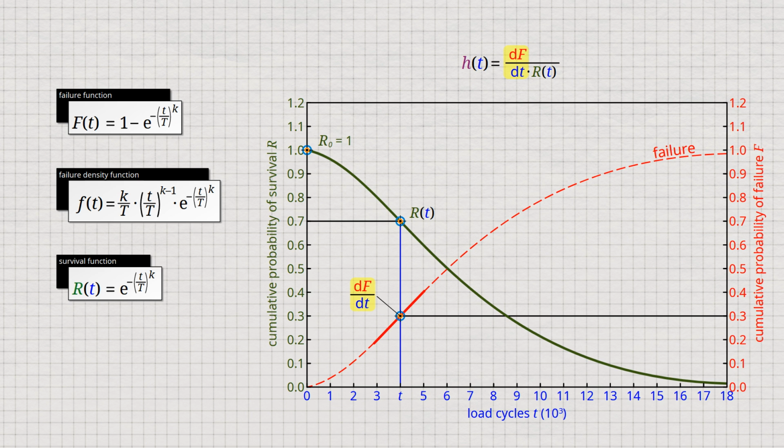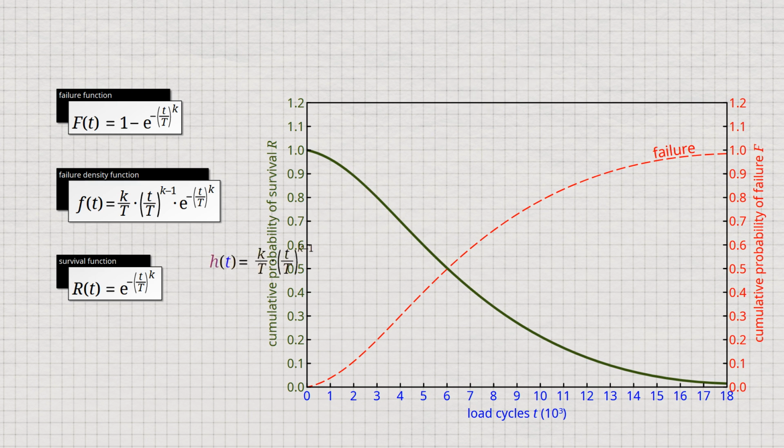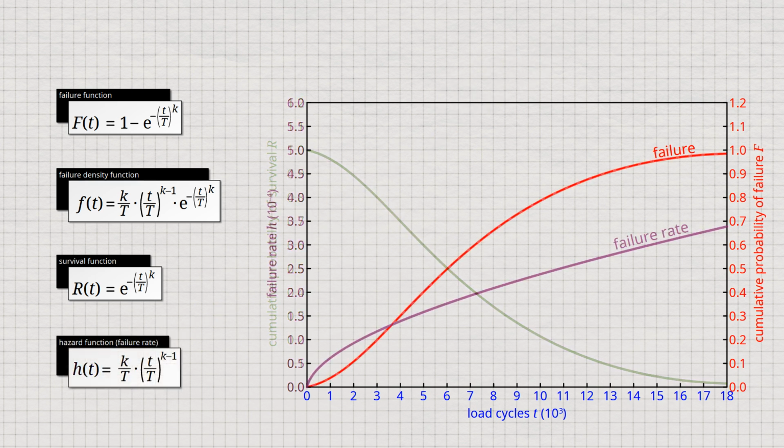Since the slope is mathematically equivalent to the derivative of the corresponding function, we now use the derivative of the failure probability function to express the failure rate. We have already seen that the derivation of the failure probability function leads to the failure density function. So we see that the failure rate is equal to the quotient of the failure density function and the survival function. In this way, we obtain the shown formula for calculating the failure rate, which is also called the hazard function. The diagram shows the course of the cumulative failure probability and the course of the failure rate with increasing time or load cycles. In summary, let us look again at the time of 6,000 load cycles.